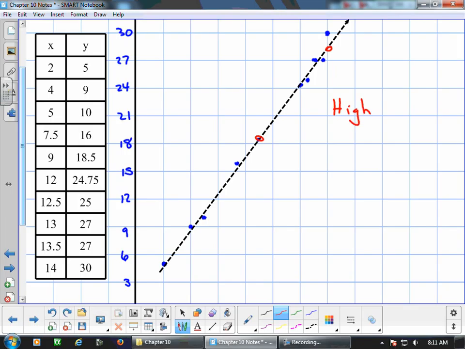And that, in essence, is what you're doing in the first section of the homework. You're going to be creating some scatter plots, identifying it as high, low, or no correlation, moderate potentially, but you can probably go to the low side of moderate or the high side of moderate. Okay. Questions there?